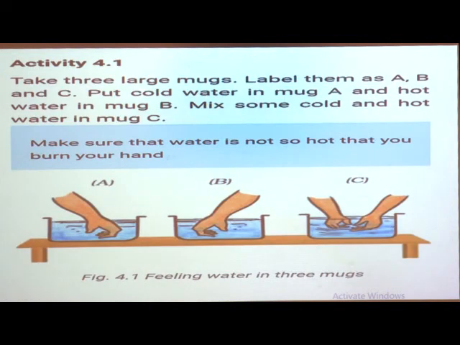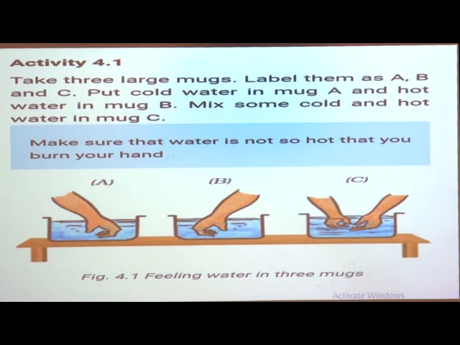So which is the next point? It is an activity. So activity 4.1 is given in your textbook. Here I am showing you this picture. So what is given in this picture? Take 3 large mugs, label them as A, B and C. Put cold water in mug A, hot water in mug B. Mix some cold and hot water in mug C.